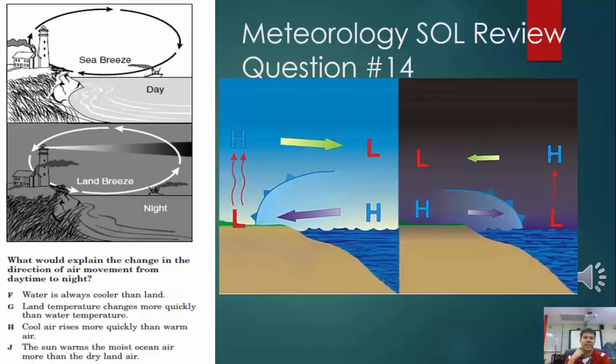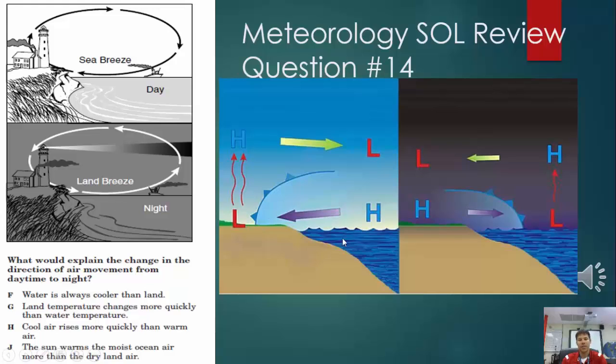Alright, right here we have a sea breeze and a land breeze question. And the question basically asks, why in the daytime do we have a sea breeze, which means the air is coming off of the water onto the land? And why at night do we have a land breeze, which means the air is coming off the land out to the water?